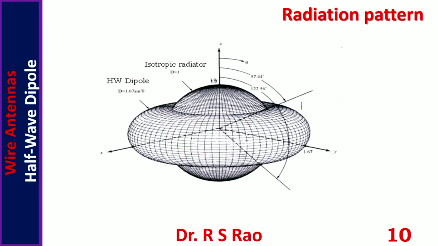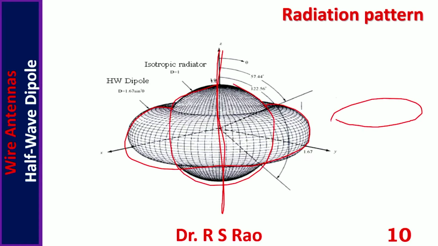The above expression can be given a graphical form. It appears like this. This is a half wave dipole. It is placed along the z-axis. For a half wave dipole, this is the pattern. For an isotropic radiator, this is the pattern. In the horizontal plane, it appears like this. In the vertical plane, as already mentioned, it is in a dumbbell shape.